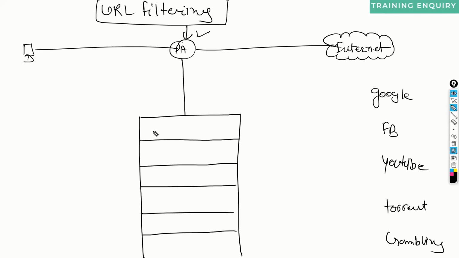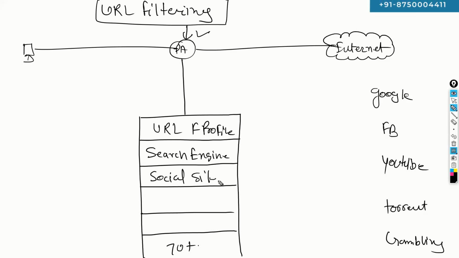For example, we have enabled URL filtering profiles here. There will be 70-plus categories which you can enable and disable, allow or deny. First of all, you will see search engine. Second will be social site. Next will be streaming video. Next will be torrent.